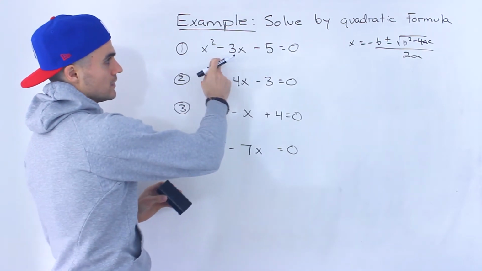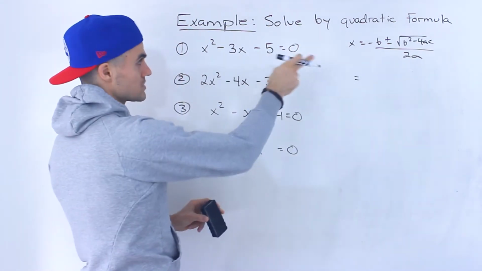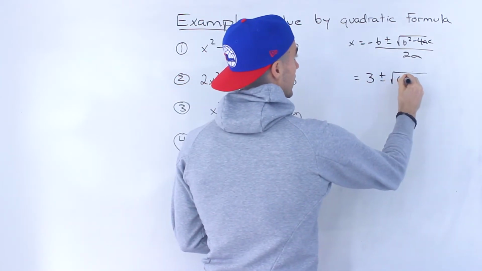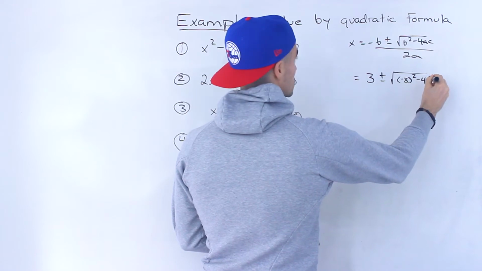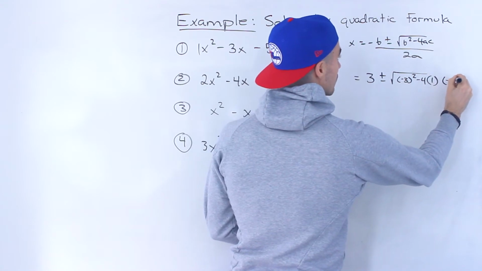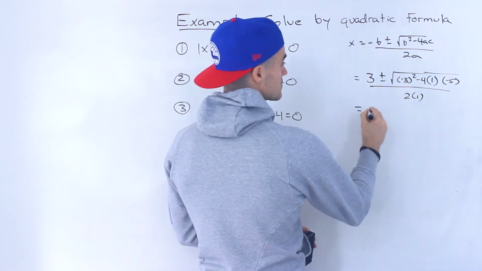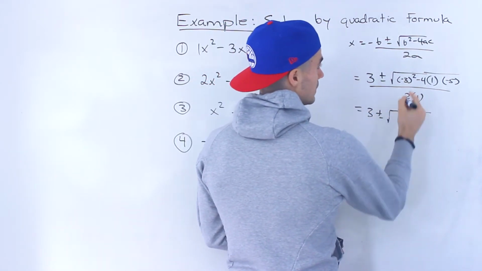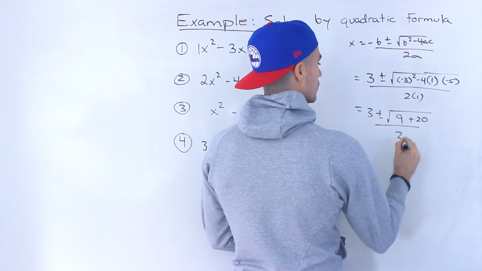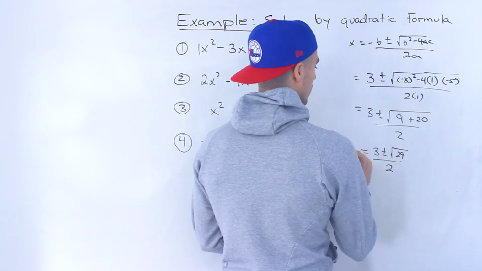Starting with this one, all we do is plug in the corresponding parameters. The b value is -3, so negative 3 would give us positive 3. Then we'd have -3 to the power 2 minus 4 times 1, the a value, times -5, all over 2 times that a value of 1. So this would be 3 plus or minus the square root of 9 plus 20, all over 2, so 3 plus or minus root 29 over 2.